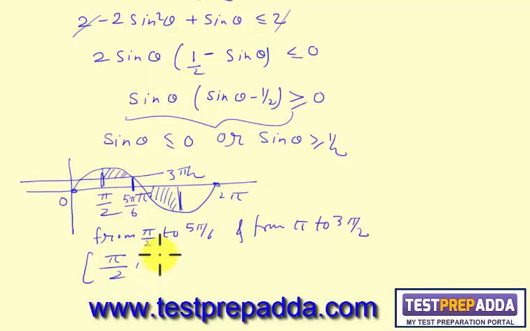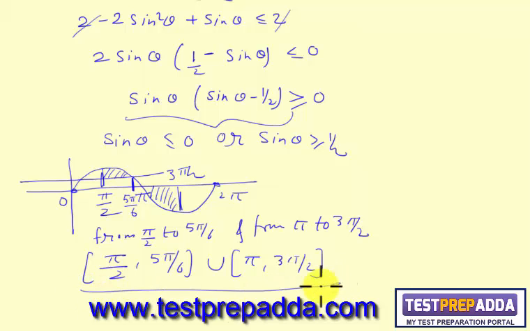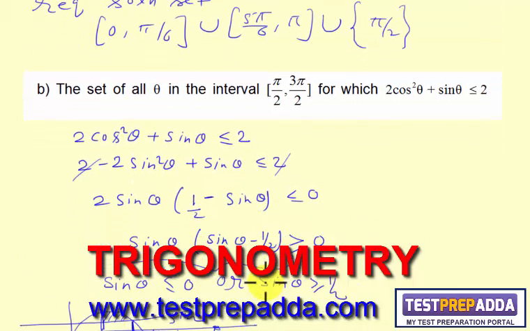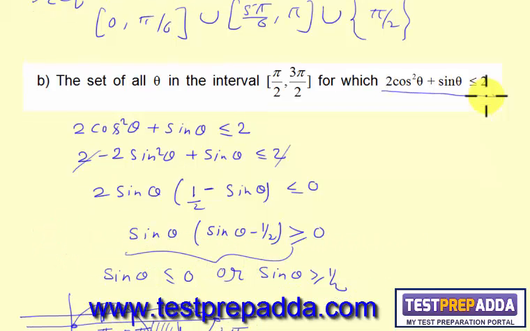Pi by 2, 5 pi by 6 square bracket union pi, 3 pi by 2. So this is the set of all theta in the interval pi by 2 to 3 pi by 2 for which this inequation is correct. Got it? Now I'll take another question here.